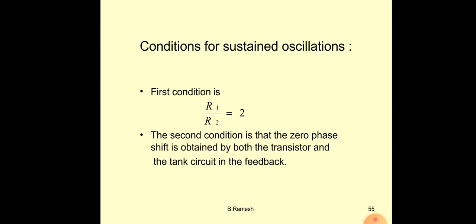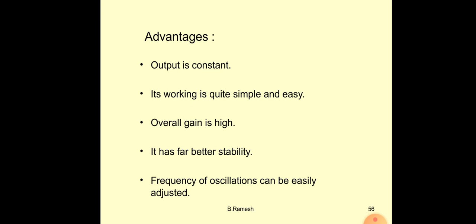Condition for sustained oscillation: the first condition is R1 by R2 is equal to 2. The second condition is that zero phase shift is obtained by both the transistors and the tank circuit in the feedback. Advantages of Wien bridge oscillator: output is constant, which maintains good stability. Its working is quite simple and easy. Overall gain is high. It has far better stability. Frequency of oscillations can be easily adjusted. The R3 resistor is a variable resistor, so we can easily adjust the frequency.